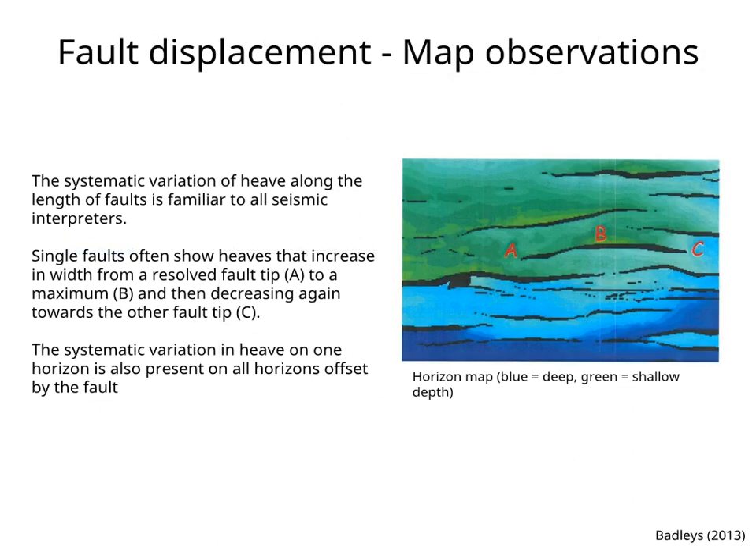In outcrop but especially on seismic data, faults display a systematic variation of heave along strike. Single faults often show heaves that increase in width from a resolved fault tip, A, to a maximum at the fault center, B, and then decreasing again towards the other fault tip, C. The systematic variation in heave on one horizon is also present on all horizons offset by the fault.